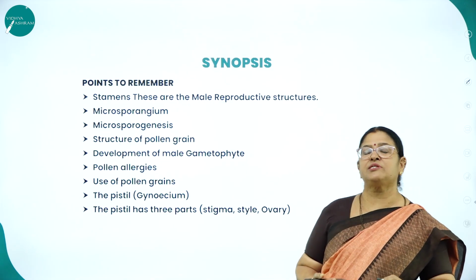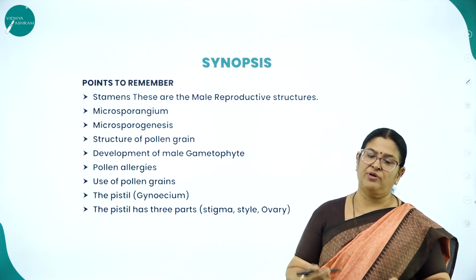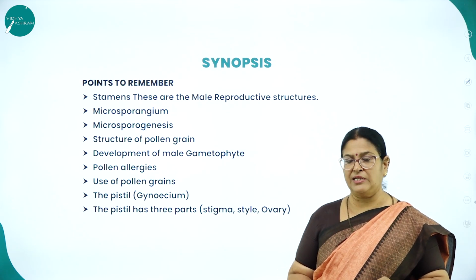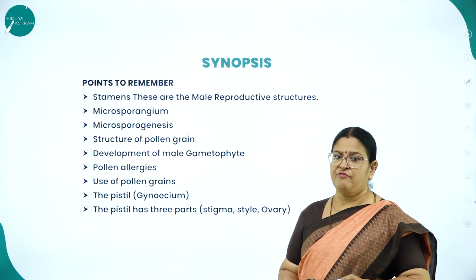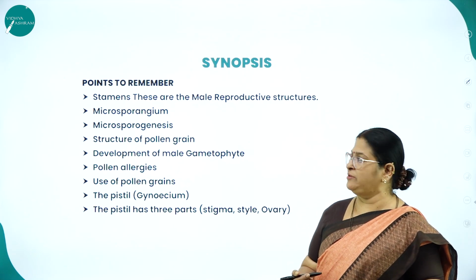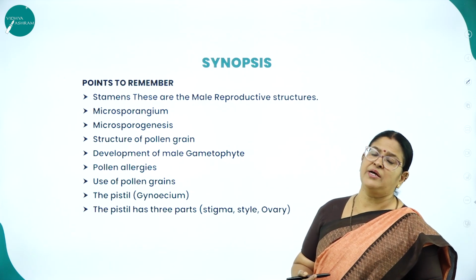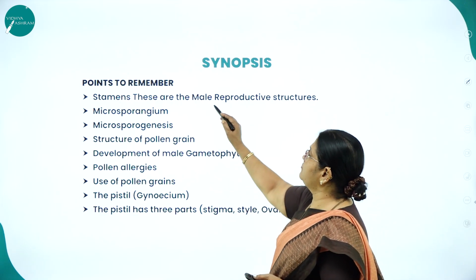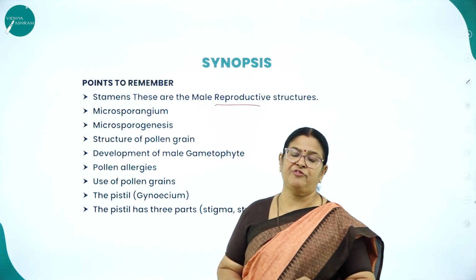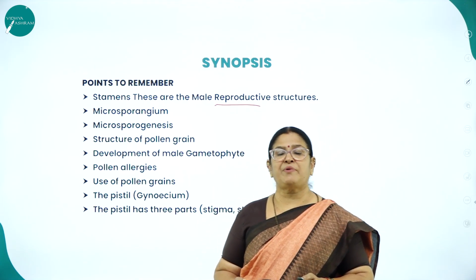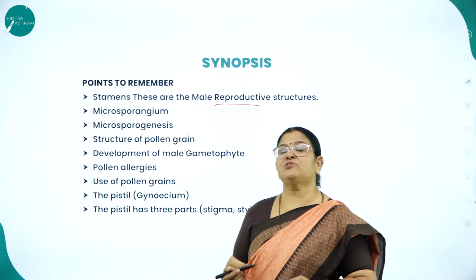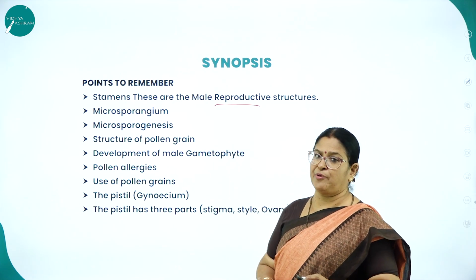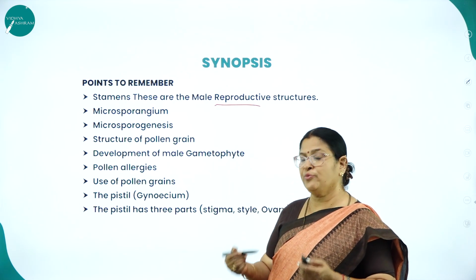So moving on to the synopsis of a very important chapter, as I said in the beginning, the first chapter of your second PUC biology syllabus, that is sexual reproduction in flowering plants, which has a weightage of 11 marks. So what are the points to remember in this particular chapter, which is very important from the examination point of view? Stamens, as we all know, are the male reproductive part of a flower. As we all know, flowers are the marvels and embryological marvels of the plant kingdom. So as I said, the stamens are the male reproductive units, you can call them.